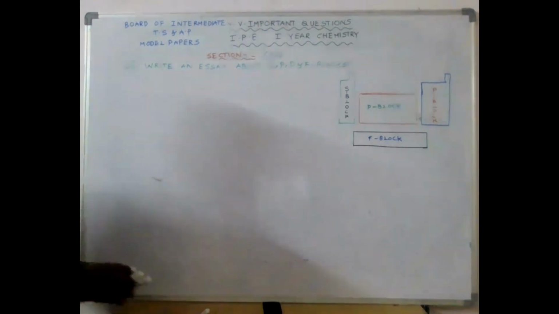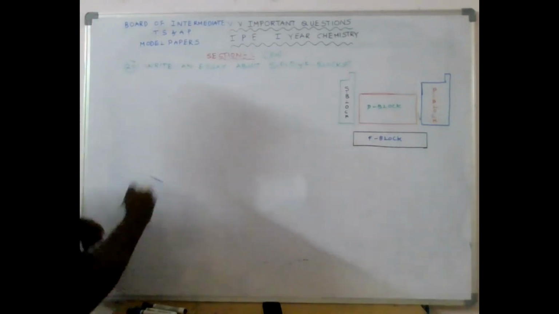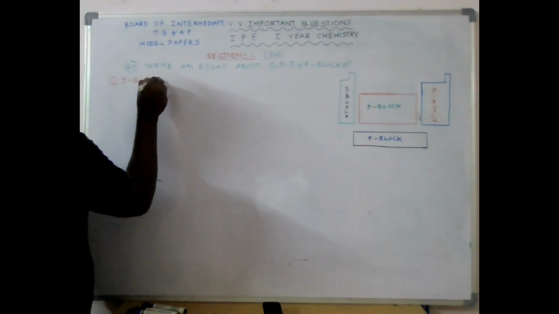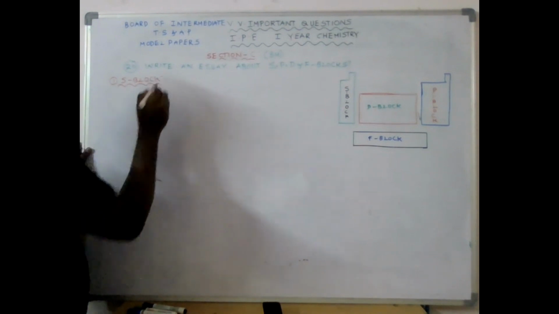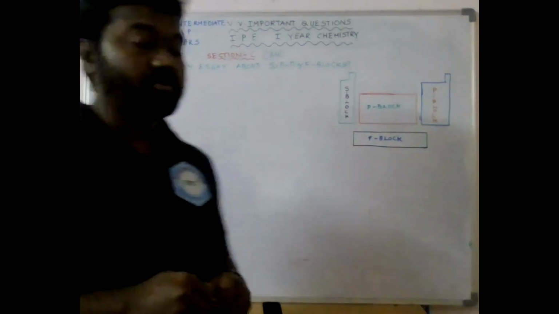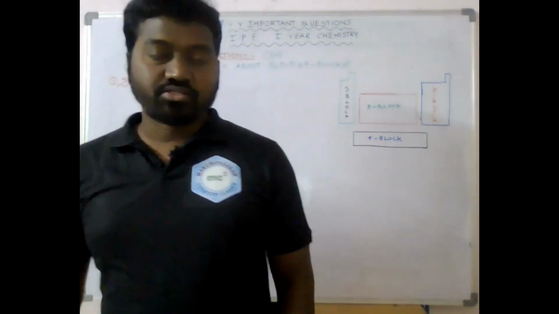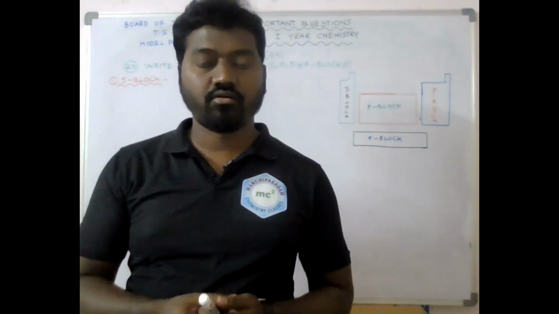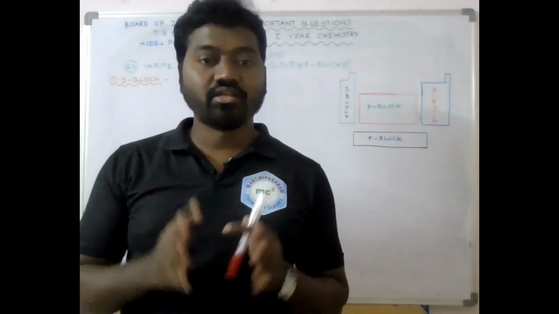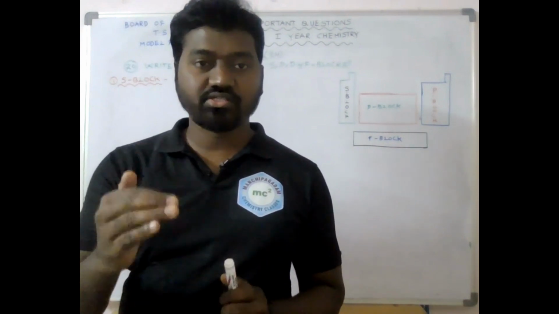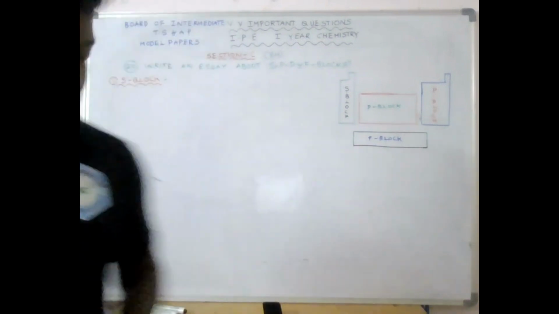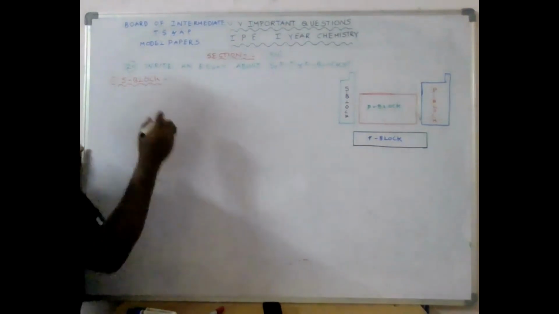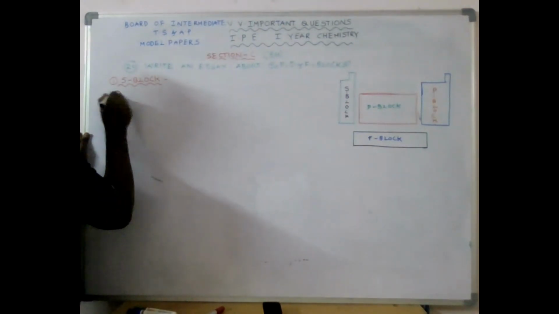Okay. Now we'll discuss one by one all the blocks. The first one is S block. S block means the elements in which the differentiating electron, meaning the last electron, enters in the S subshell. Those elements are known as S block elements. If you understand one, the remaining are almost nearer to each other. So first try to understand S block.